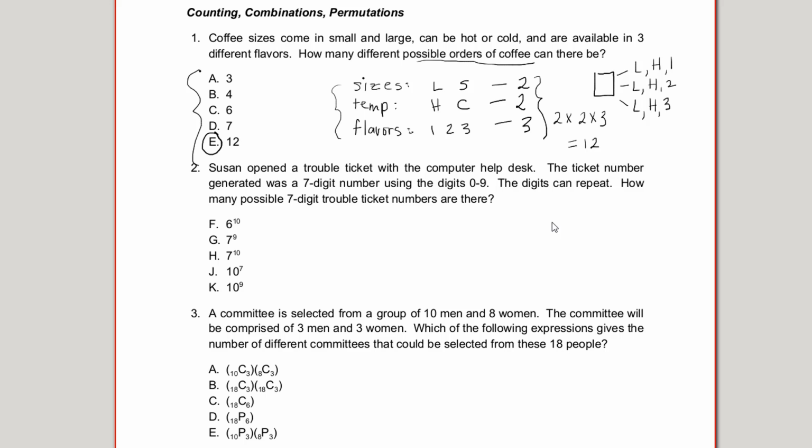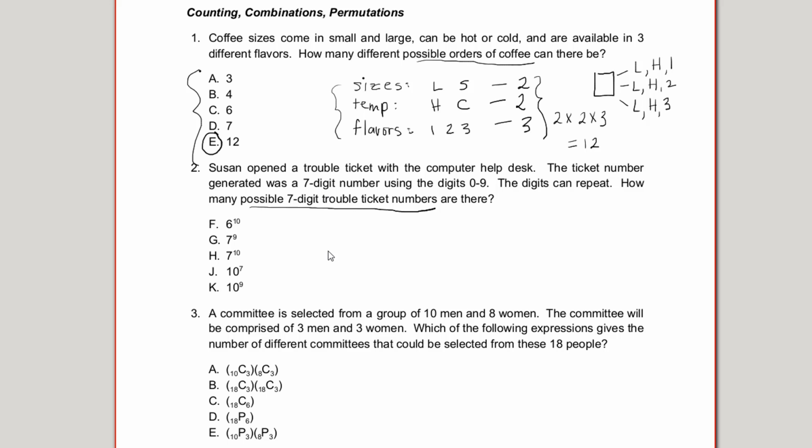Now question number 2 says Susan opened a trouble ticket with the computer help desk. The ticket number generated was a 7-digit number using the digits 0 through 9. The digits can repeat. How many possible 7-digit trouble ticket numbers are there? So we are looking for how many 7-digit trouble ticket numbers we can come up with.